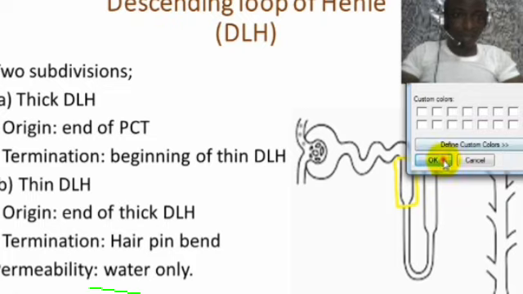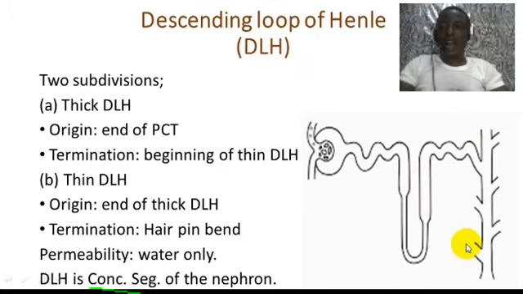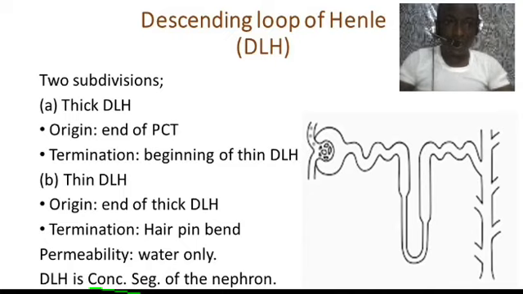Okay, while from here down to this part forms the thin descending loop of Henle. Alright, the descending loop of Henle is known as the concentrating segment of the nephron. We shall explain this better when we get to urine concentration, so keep an eye out for that lecture.